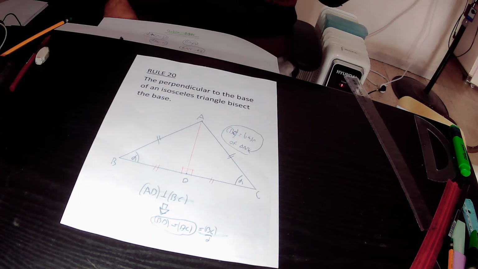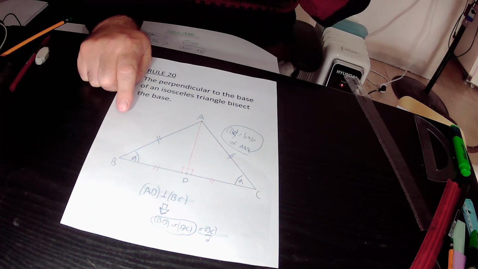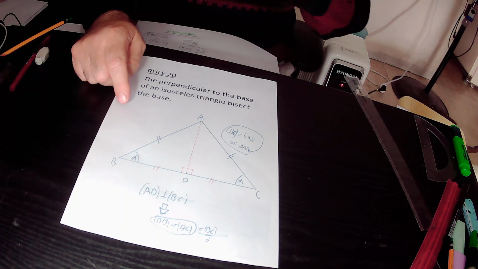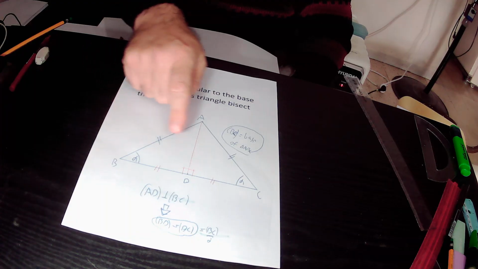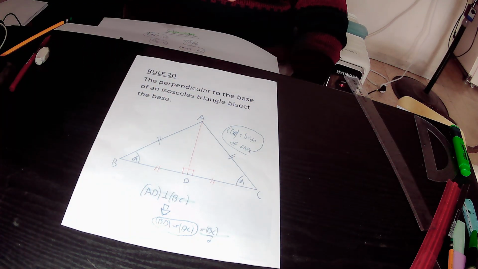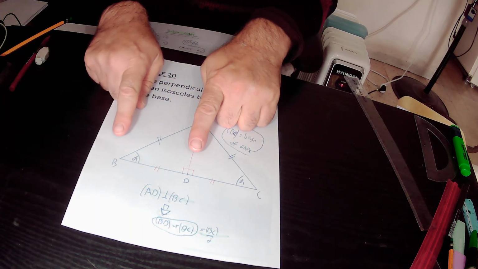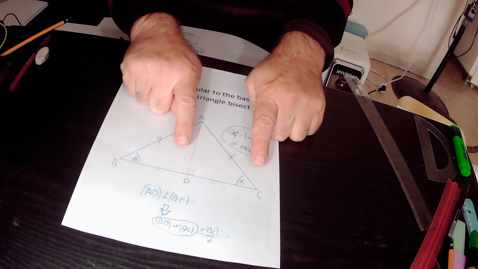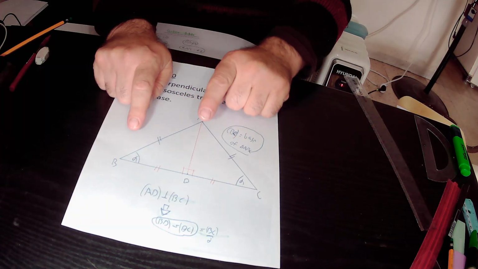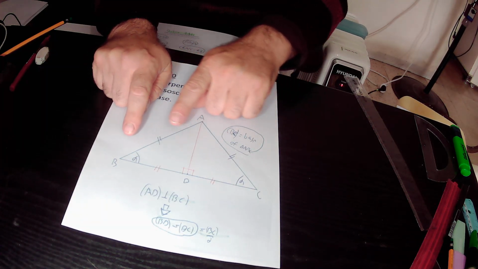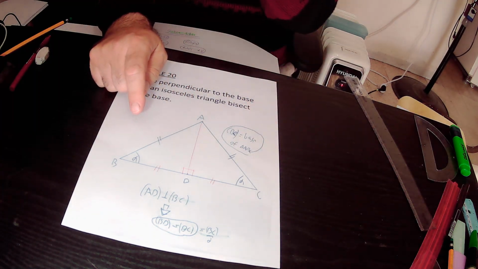Triangle ABC is an isosceles triangle because AB equals AC. BC is the base of this isosceles triangle ABC. According to this rule 20, the perpendicular AD to the base BC bisects the base BC. That is to say, the perpendicular AD divides the base BC into two halves. The first half is BD and the second half is DC. The first half BD, of course, equals the second half DC. Each half equals BC over 2 because BC is being bisected. So BD equals DC equals BC over 2.